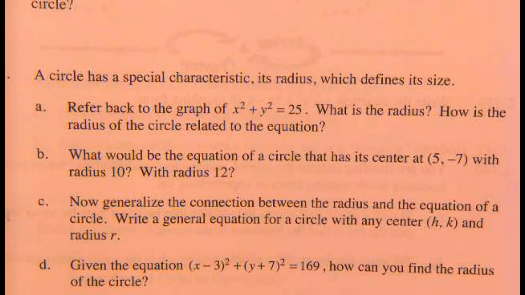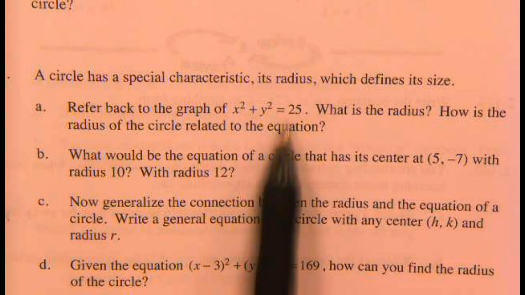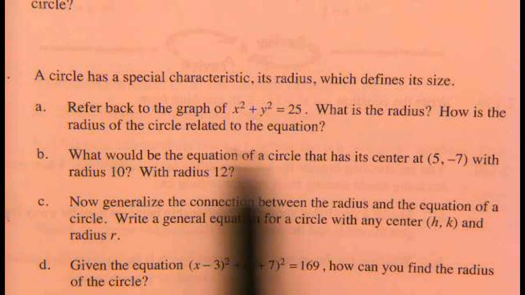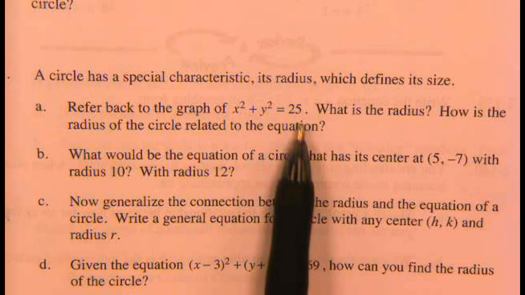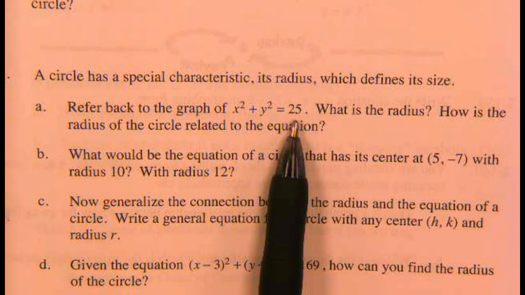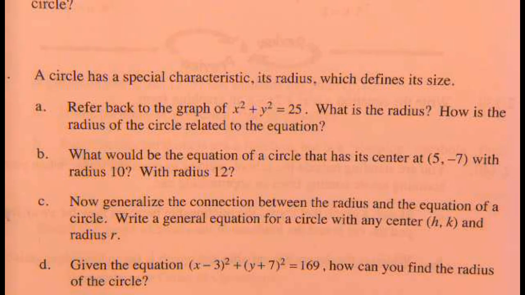So it says, how is the radius of the circle related to its equation? You guys see it? This is a 25, and the radius is 5. So if this had been a 36, you expect the radius would be 6. This is the radius squared, and that's how it'll always work.